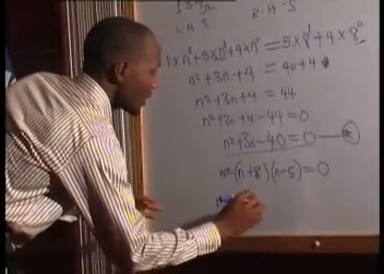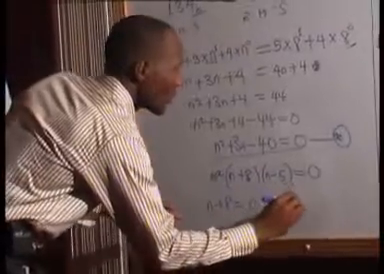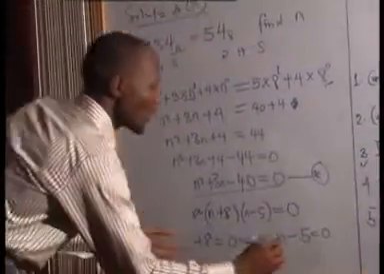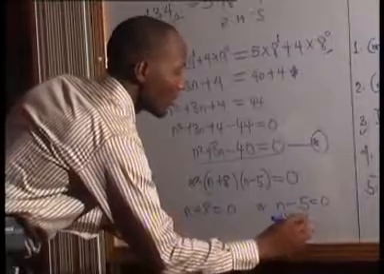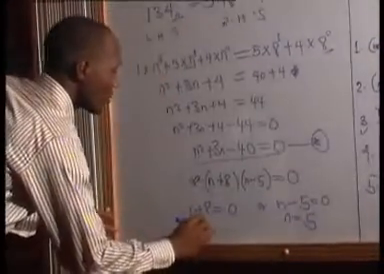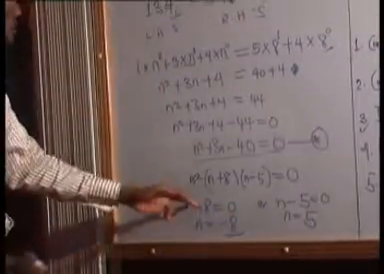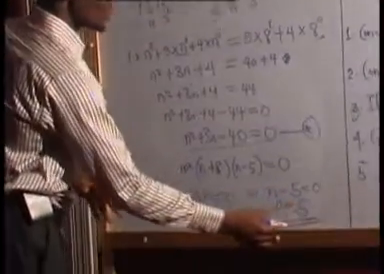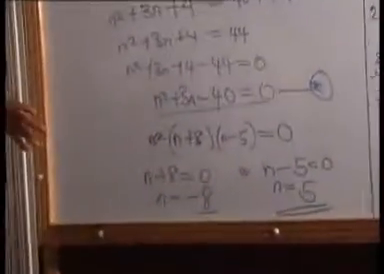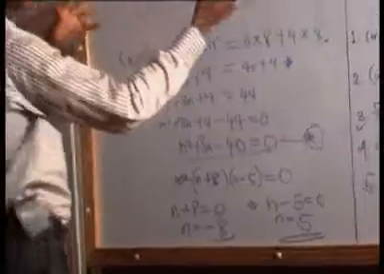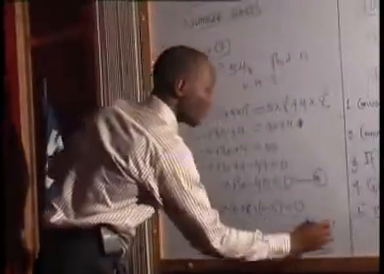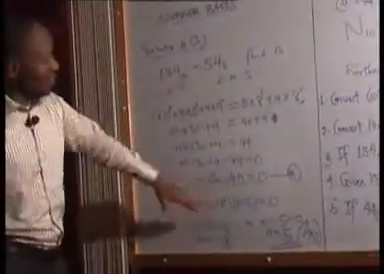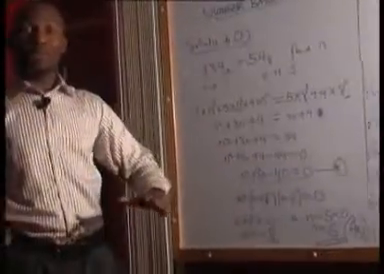So either n plus 8 is 0 or n minus 5 is 0. So here that means n is 5. And here n is minus 8, because 8 will transfer to the other side. So this is what we have. n is 5 as our final answer. So finally, n is 5. That's the final answer. When we get to quadratic equation, I will show you how to simplify to have this.